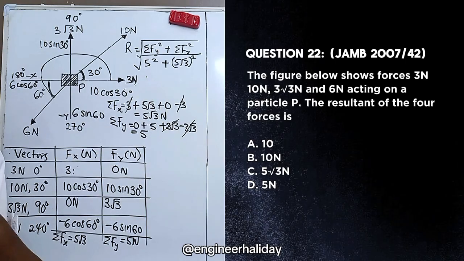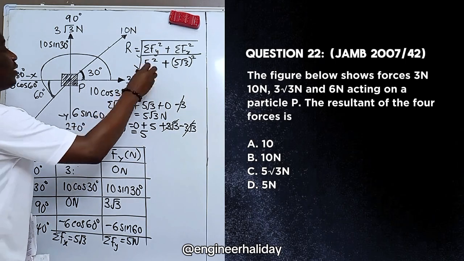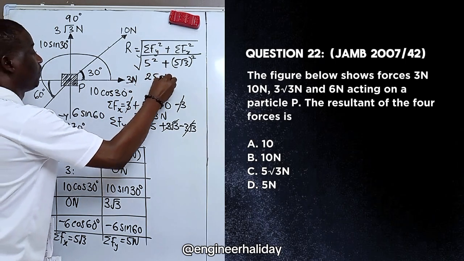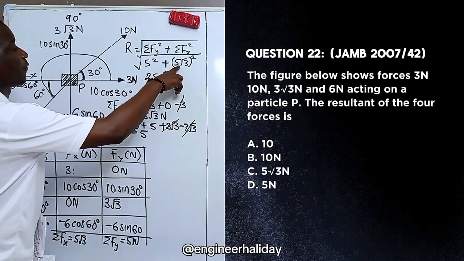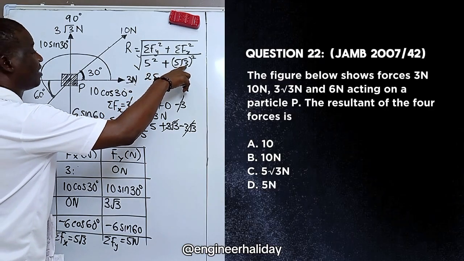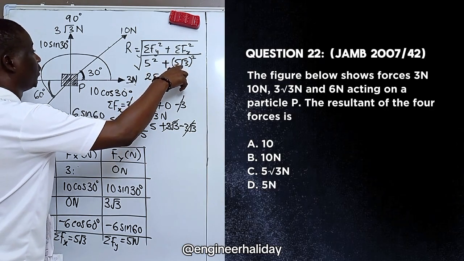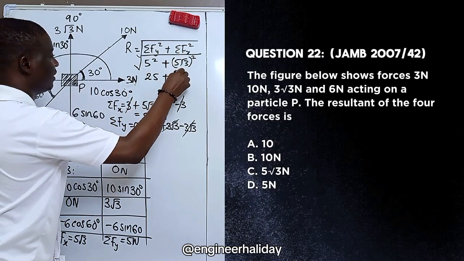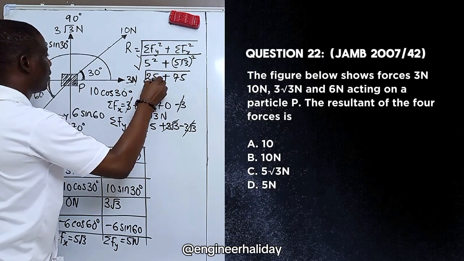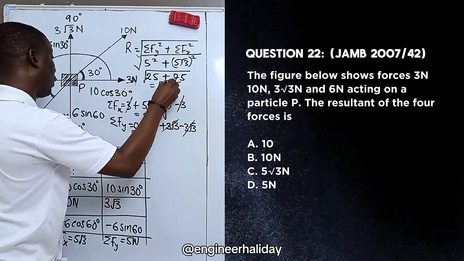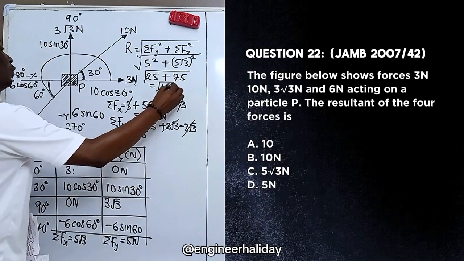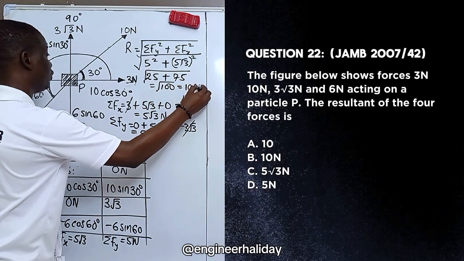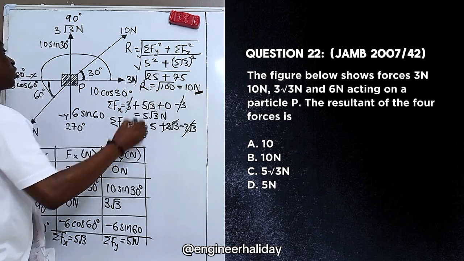Now, if you find that, what do you have? This is 25 plus, 5 squared is 25, times 3. If you square root 3, if you square it, you have 3. 3 times 25 is 75. So we are going to have the square root of 100. And what is the square root of 100? It will be 10 Newton. So this will be the resultant.